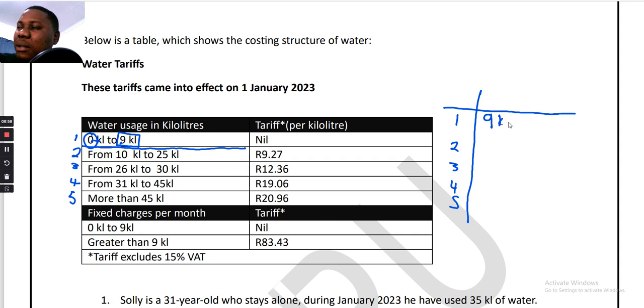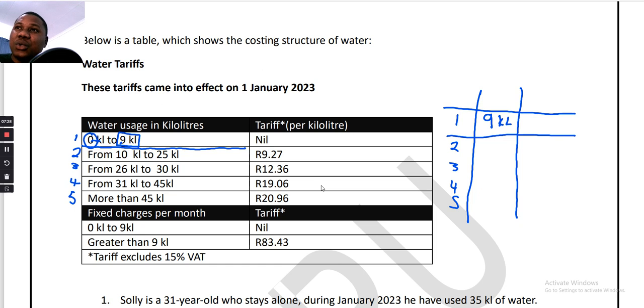This block can accommodate 9 kiloliters because now we're going to count from 0. Remember, if you're counting from 0, you don't count 0, you count from 1, 2, 3, 4, 5, 6, 7, 8, 9. So when you count there with your fingers, you get 9, meaning that block number 1 can accommodate 9 kiloliters. Then we move from block number 1 to block number 2.